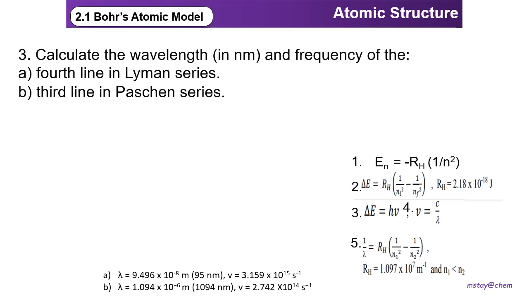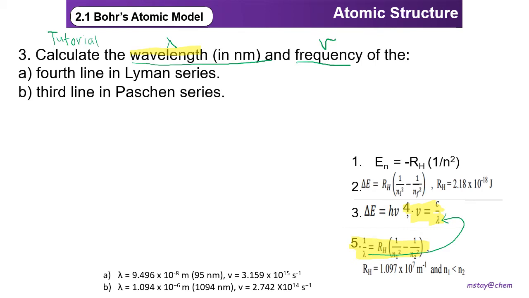Tutorial question number 4. Calculate the wavelength with the symbol lambda and also the frequency. So from these 5 formulas, if I want to determine the wavelength, basically we will use the 5th formula. And when we want to determine the frequency, we can use the 4th formula, because the wavelength can later be substituted into the 4th formula, then we can identify the frequency.